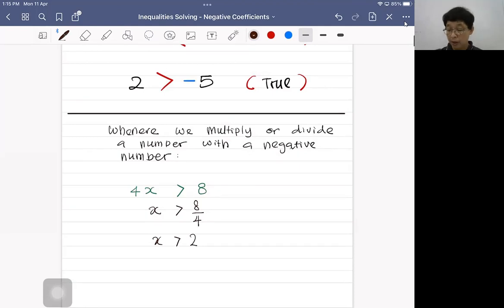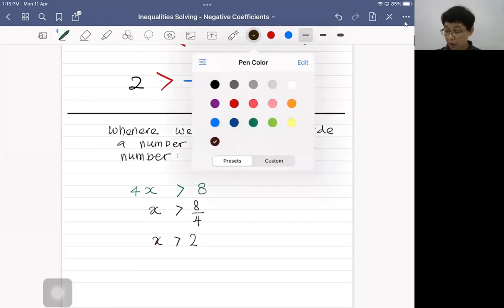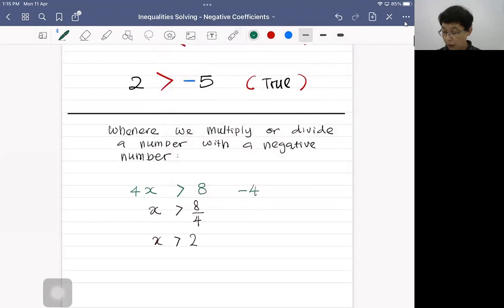But this time, if you have a negative 4x and bigger than 8, so let's see what's the difference. When you have to divide negative 4 on both sides, divide negative 4 on both sides. So this is the main reason. When you multiply or divide anything with a negative number.